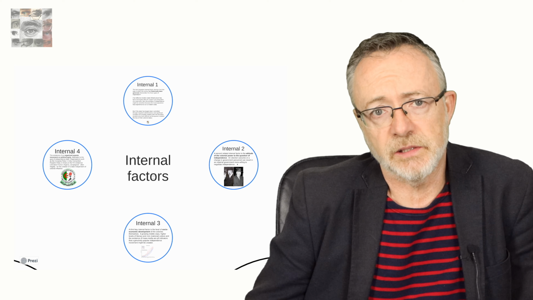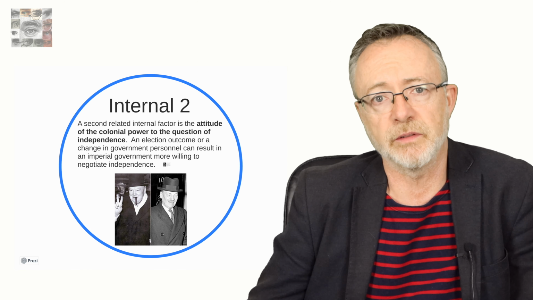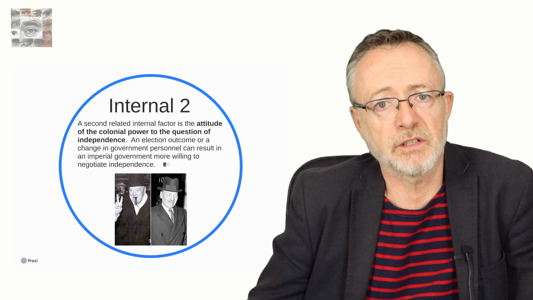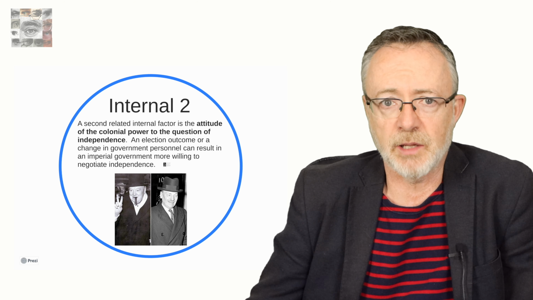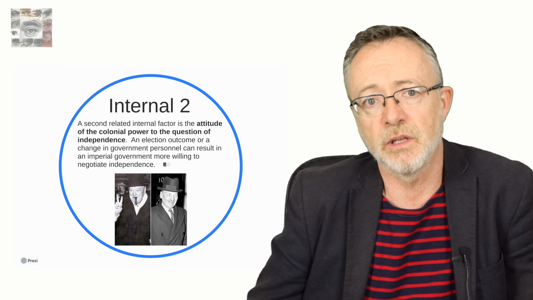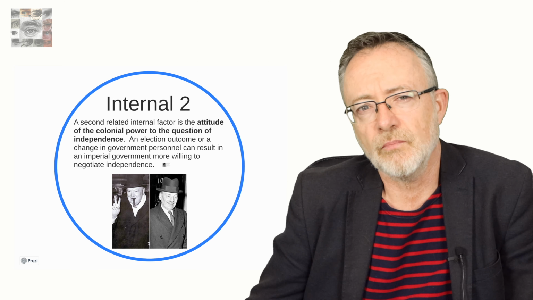A second related internal factor is the attitude of the colonial power to the question of independence. An election outcome or a change in government personnel can result in an imperial government more willing to negotiate independence. The 1945 election defeat of Churchill's Conservatives and the coming to power of a Labour government committed to Indian decolonisation clearly contributed to India becoming independent in 1947.